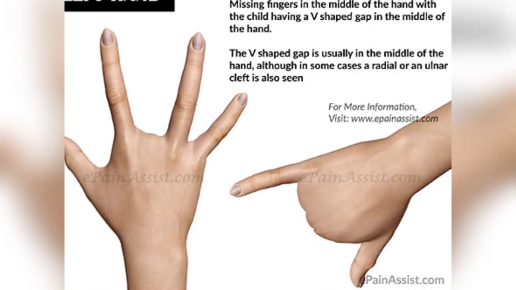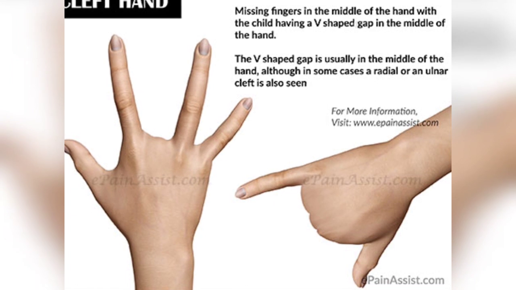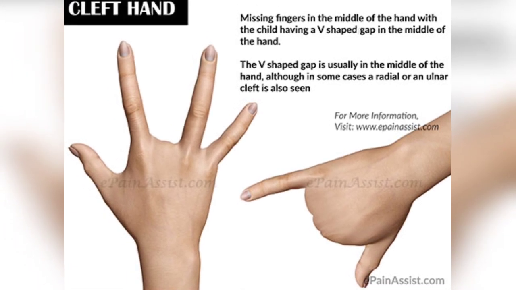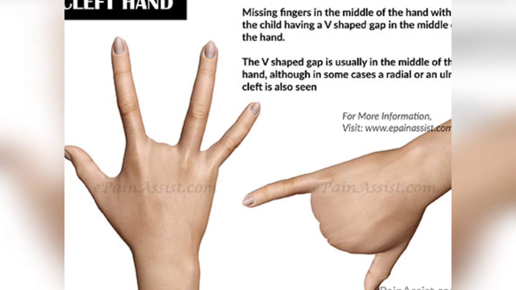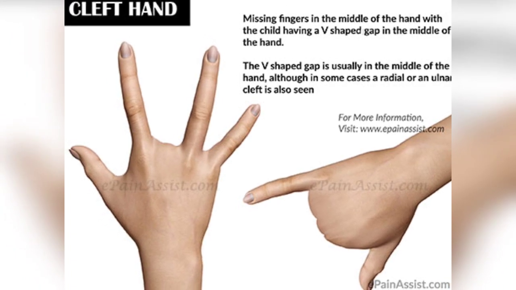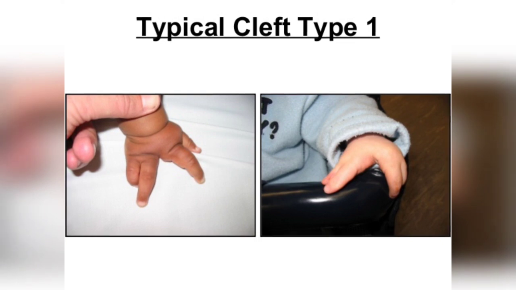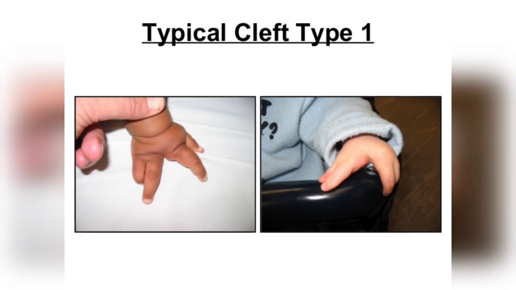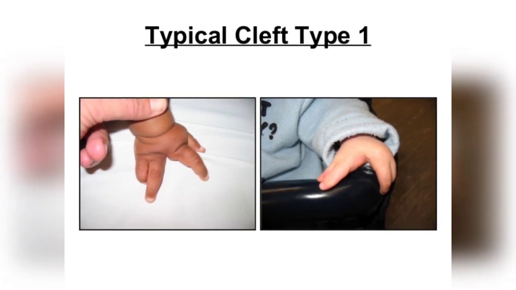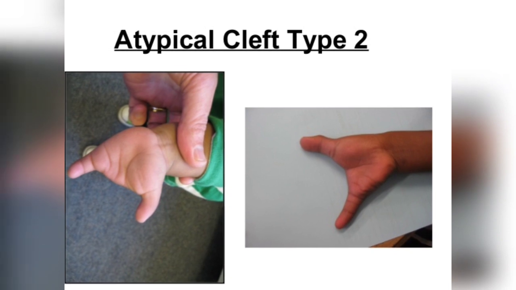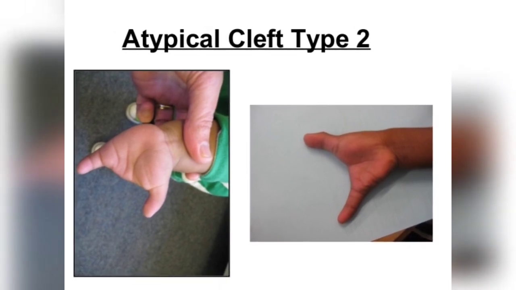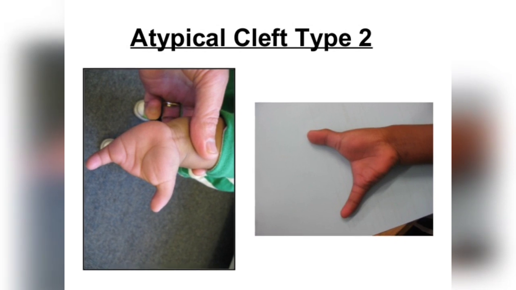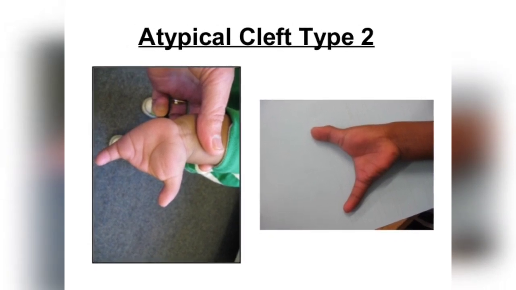Next type is cleft hand. It is also known as ectrodactyly. Cleft hand is when the middle part of the hand develops abnormally. Babies with this condition are missing one or more central fingers on the hand. There are mainly two types: typical cleft hand, V shaped, usually missing or partially missing middle fingers. Both hands are usually affected and sometimes the feet are too. Atypical cleft hand. It is U-shaped and usually involves only one hand.